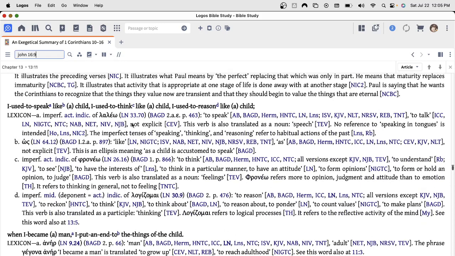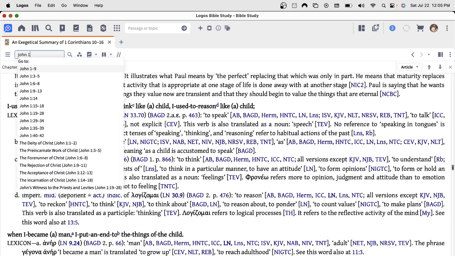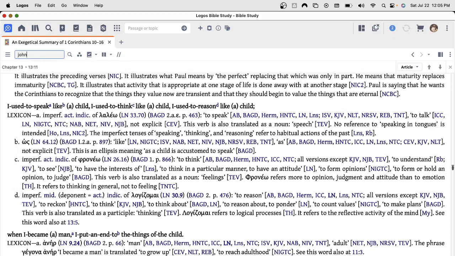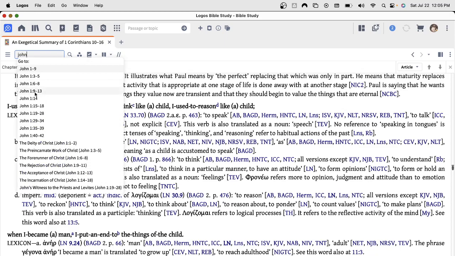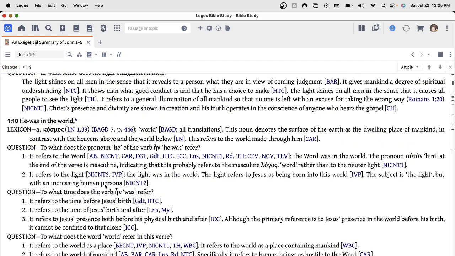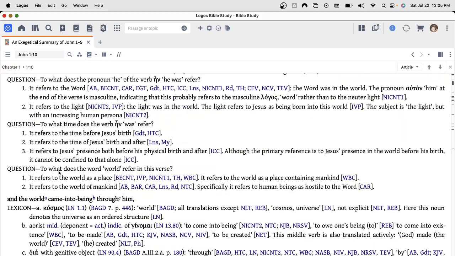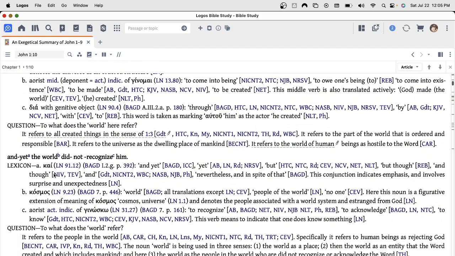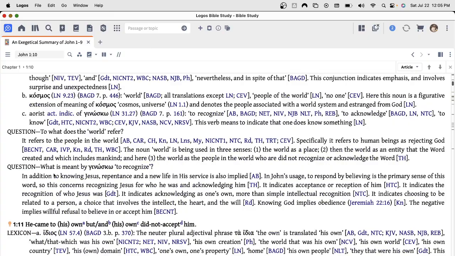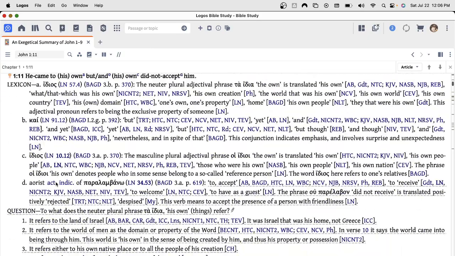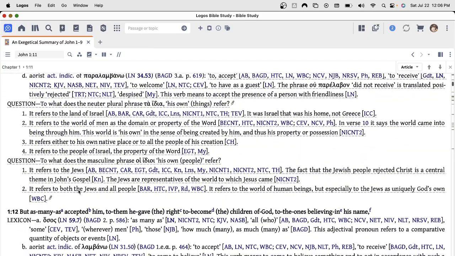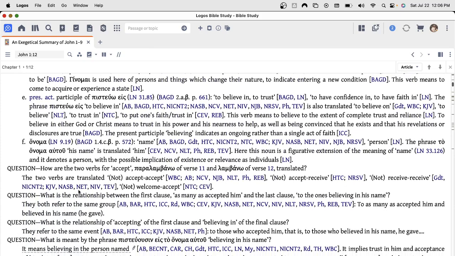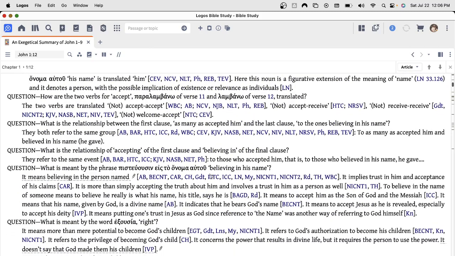Maybe you've ever wondered, and I don't have the volume on John 16, what does the word world refer to here? Anyway, there's all sorts of stuff in here. I'm sure I can find a lot of things in here that I won't agree with. But this is a great one right here.